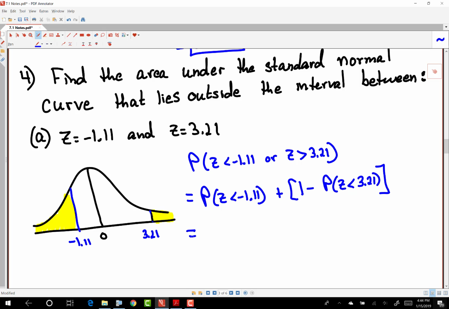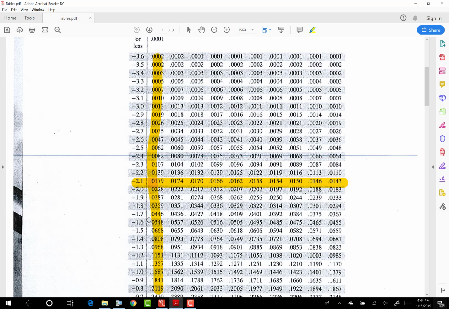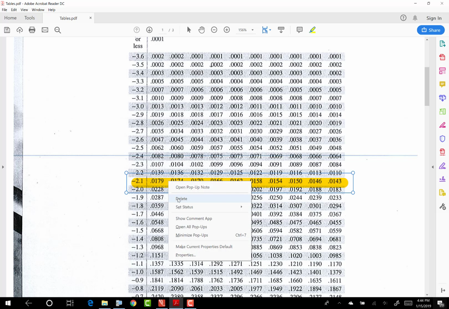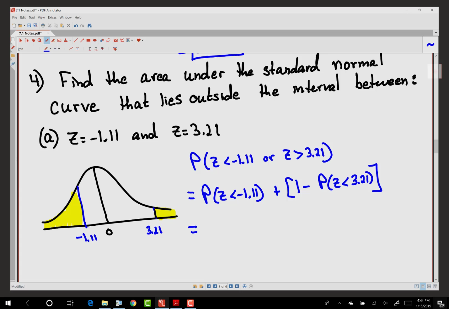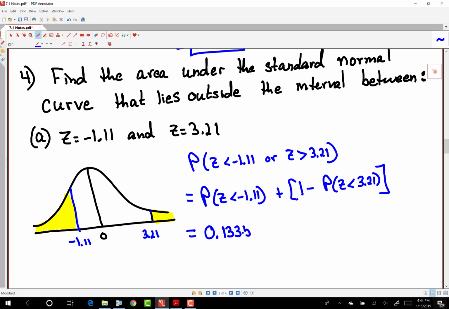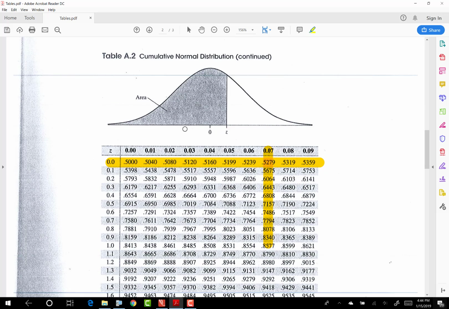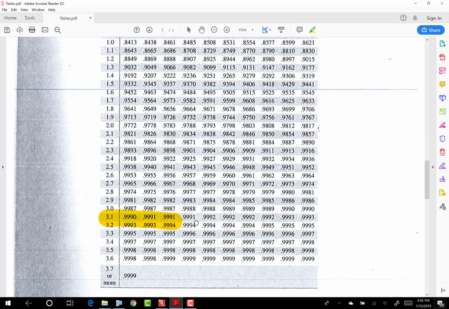Okay, so let's get these numbers from the table. Negative 1.11. We're going to go to negative 1.1, which is right here, and then it's 0.01, so that's your second column. So it's right here, and it's 0.1335. Plus 1 minus, and now to the left of 3.21, so I need to go to the positive values. So 3.2 is way down here, and then it's 1, but you can't see the whole thing on my computer screen.